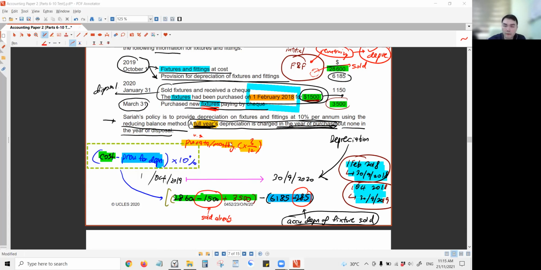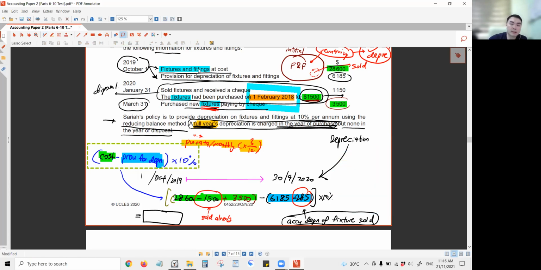Okay, so 285 is the accumulated depreciation for the fixtures that you already sold off. Okay, then close bracket. So we have found the cost, we have found the provision for depreciation. You times 10%, then you can get the depreciation for the current year. Everybody calculate. Tell me what you get.